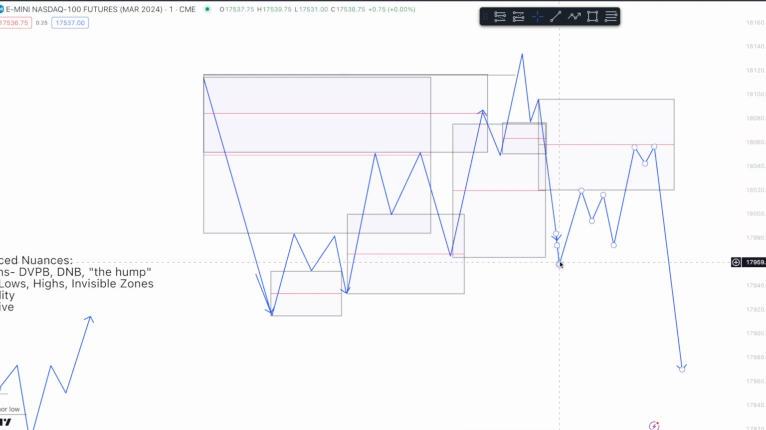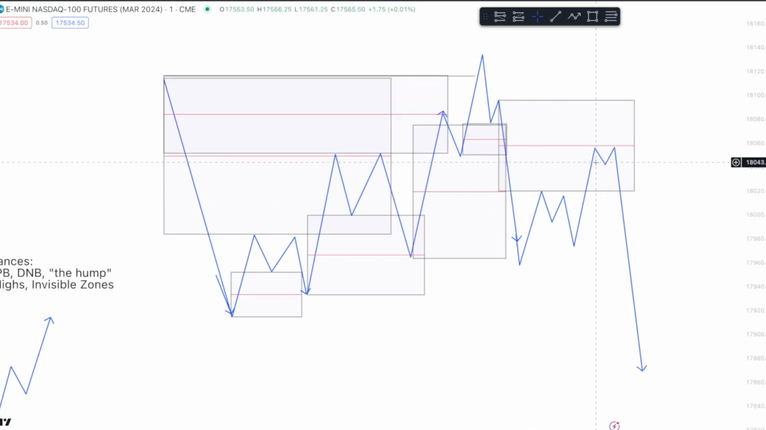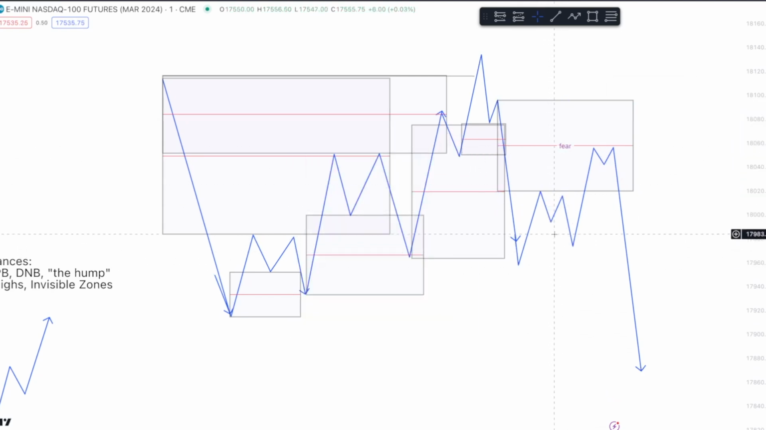Even when we get to the bottom and it feels like we're recovering, we already know fear is winning the battle. Just because you're getting a retracement doesn't mean that fear is getting overcome. It just means that the market needed to create an invisible zone, a fear box, with the hump, and then it needed to get up to it, give you a double valid pullback, and finally go all the way through your range here.